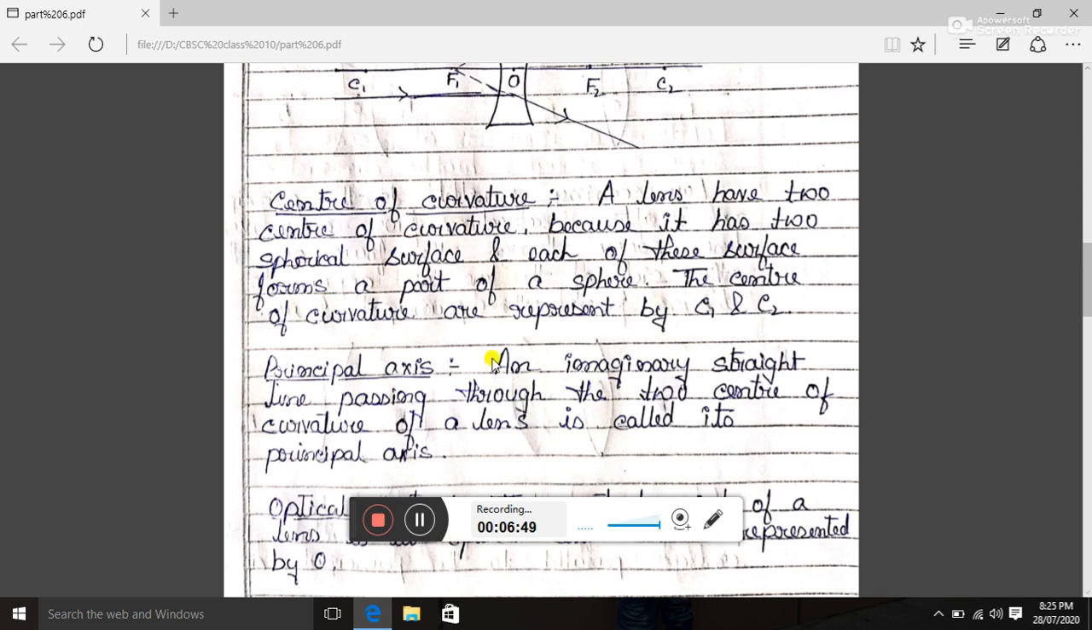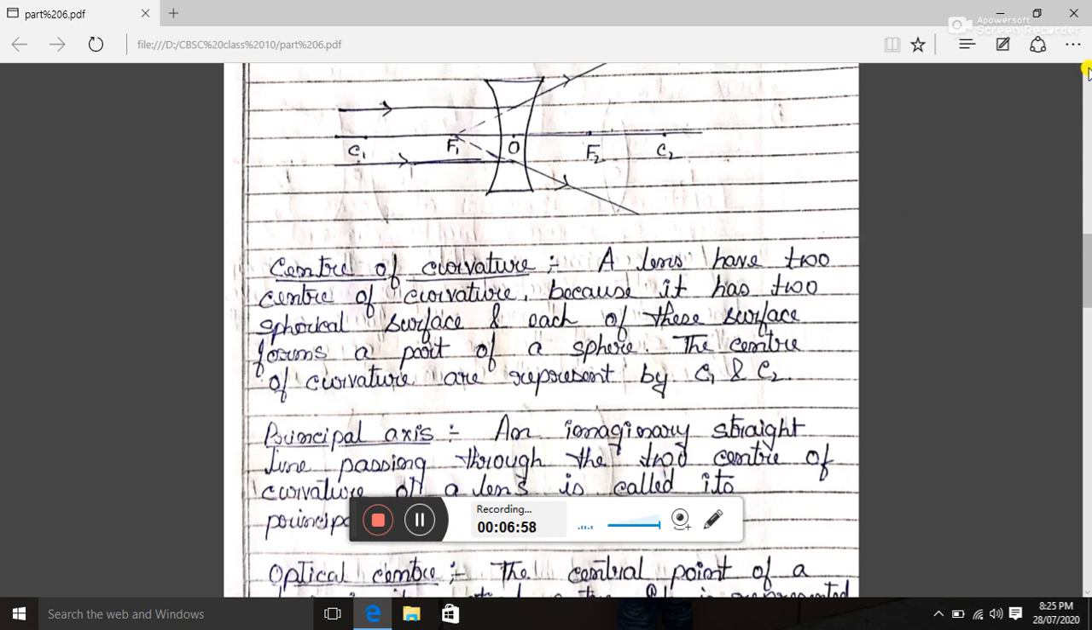Principal axis: an imaginary straight line passing through the two centers of curvature of a lens is called the principal axis. As we have studied earlier, it is an imaginary line which will pass through these two centers of curvature, same as we studied in the case of a mirror. So this is the principal axis of a lens.